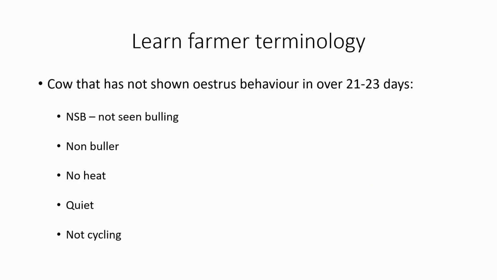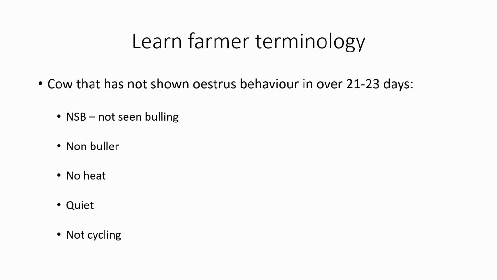Now, when you actually go out on farm, the first thing you really need to do is understand what the farmer's talking about. So there's three different scenarios that cows are going to be presented to you for on routine. One is the cow that has not shown normal estrus behaviour in the normal time, which would be 21 to 23 days. So typically they'd be presented to you about day 30, having not had a heat.